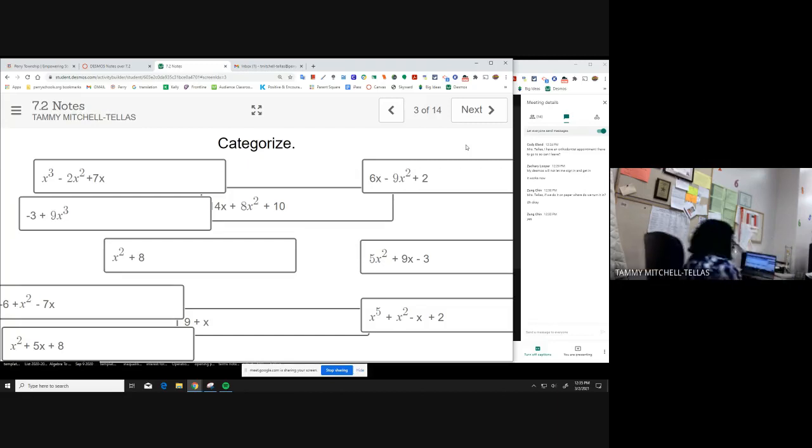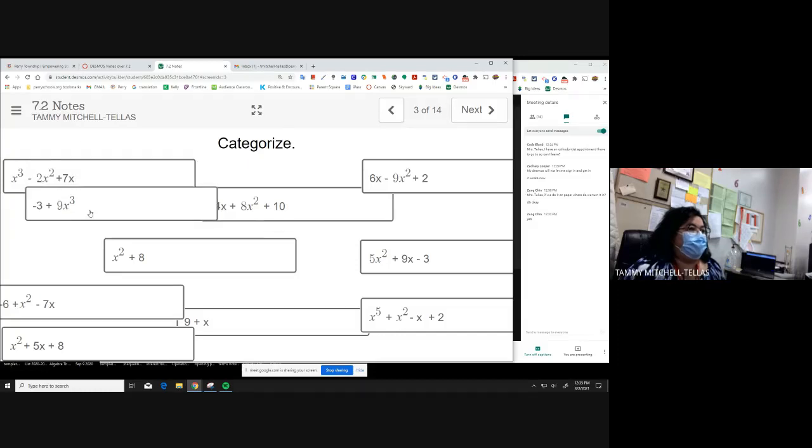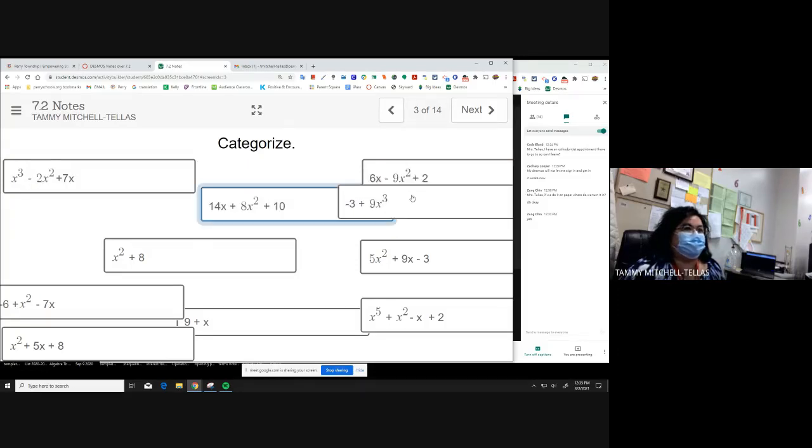Okay. So what did you do? How did you categorize them? What happened here? Anthony, tell me how you sorted them. I did one category where they begin with an x and exponent, and the other ones don't have an x exponent. Okay, so like this one was in a category and that one was not, right? It was in a different category.